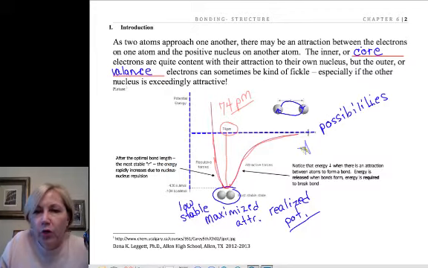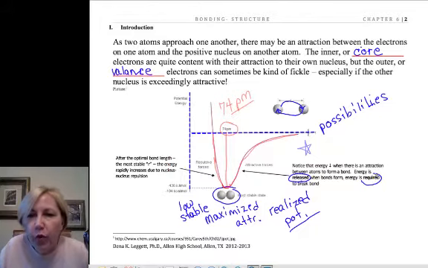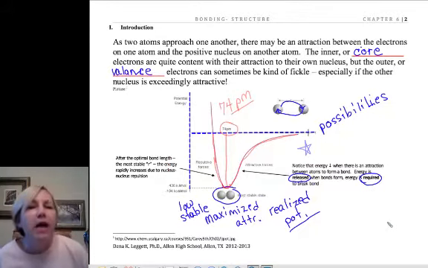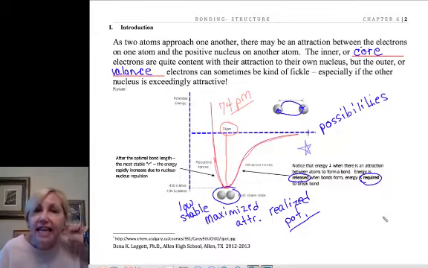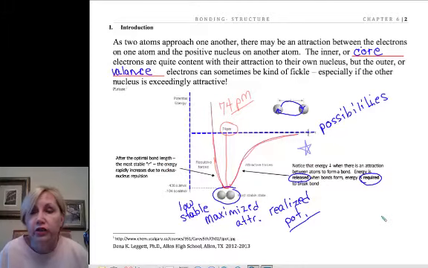Now, a few things we want to get straight here. Number one, you notice that energy decreases. Energy is released when bonds form. Energy is required to break a bond. A bond is a force of attraction. So just like two very strong magnets, it takes energy to pull those magnets apart. That's what happens when you have a bond, a force of attraction. It takes energy to break that force of attraction.